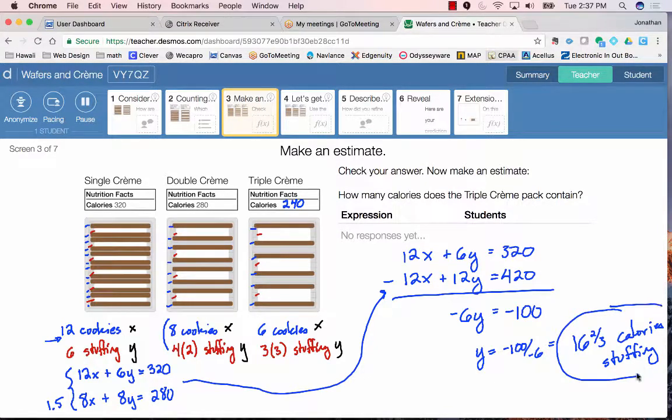I'll let you continue on to play around with this. Hopefully it gives you a good start in thinking about this situation, thinking about how we can represent this problem with a linear system. Let me know if you have any questions, and have fun playing around with cookies and calories.